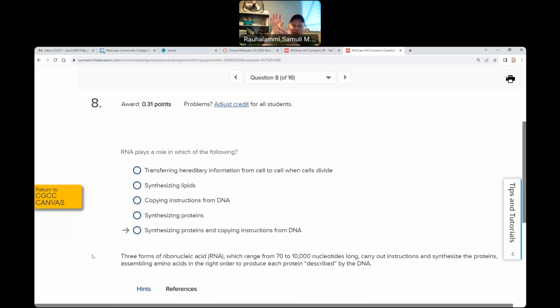We're copying a section of that, and that RNA can actually leave the nucleus and travel into the cytoplasm to find a ribosome. The ribosome then helps us synthesize the amino acid chain based on the instructions of that RNA, and that amino acid chain then becomes a protein for us.